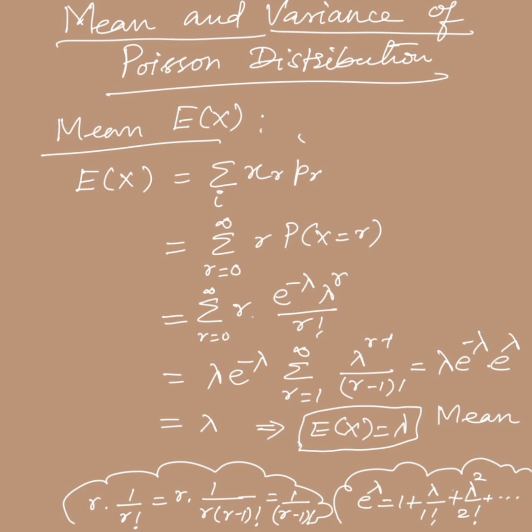Now this is in the format equivalent to e power lambda. So finally we get lambda e power minus lambda into e power lambda. E power minus lambda and e power lambda becomes 1. So the answer for this mean derivation is lambda. So E of x is lambda, which is the mean. Both the expansions and simplification steps are given at the end of the slide, highlighted by this encircled area.